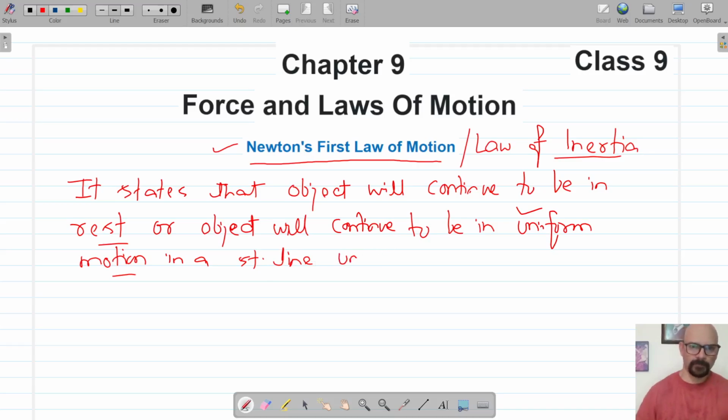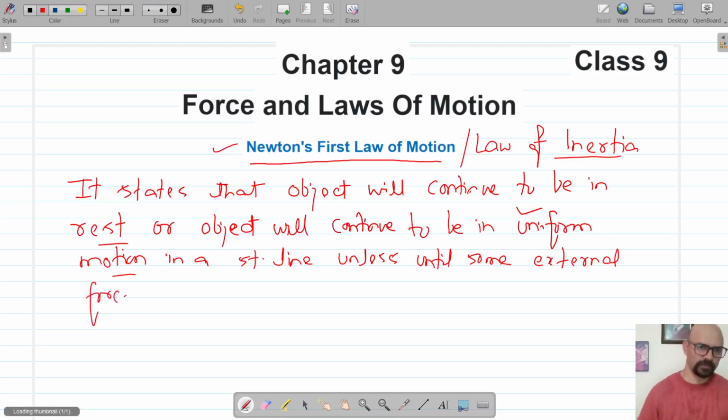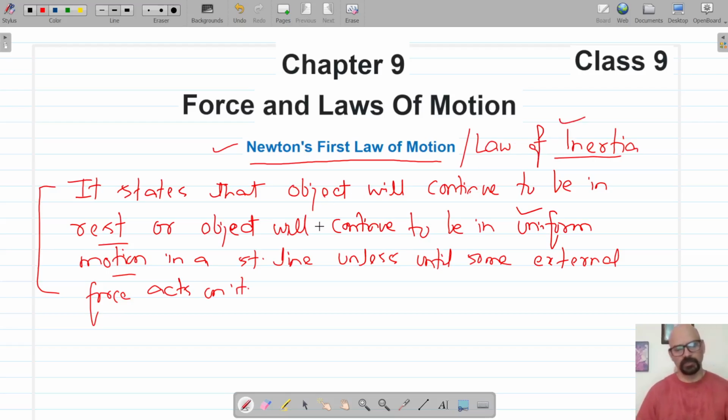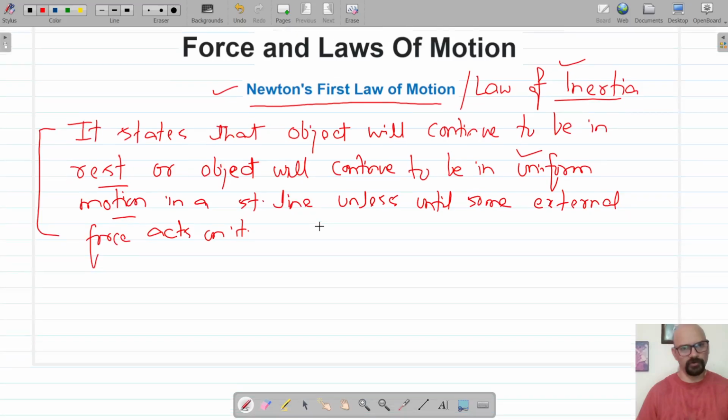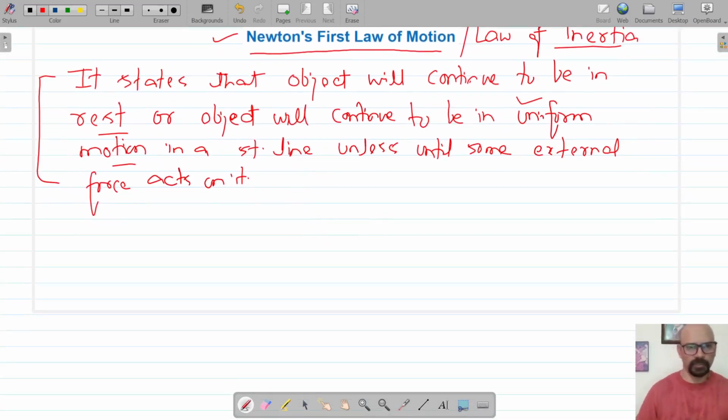unless, so this is possible only unless and until some external force acts on it. This is what exactly was discussed in inertia. So that's why we call Newton's first law the law of inertia as well.